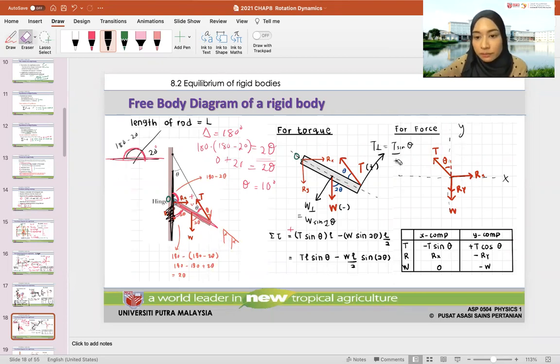Okay, so everyone following me on the torque part? Fahamkan part torque dulu. Everyone okay with torque for this point? Okay. Any questions about torque before I move on to the force?